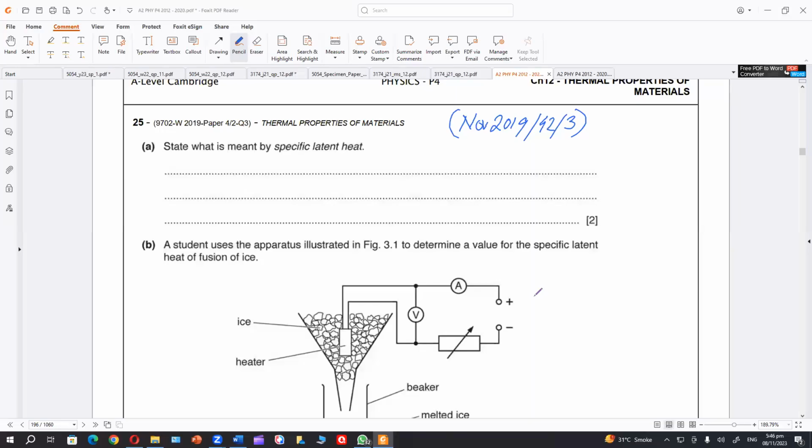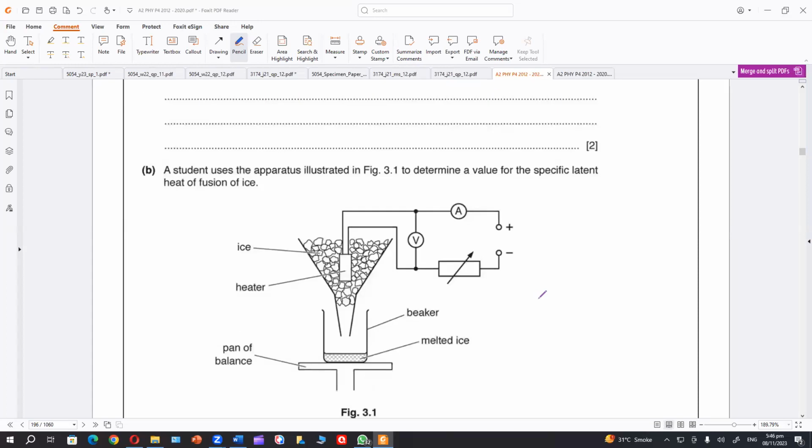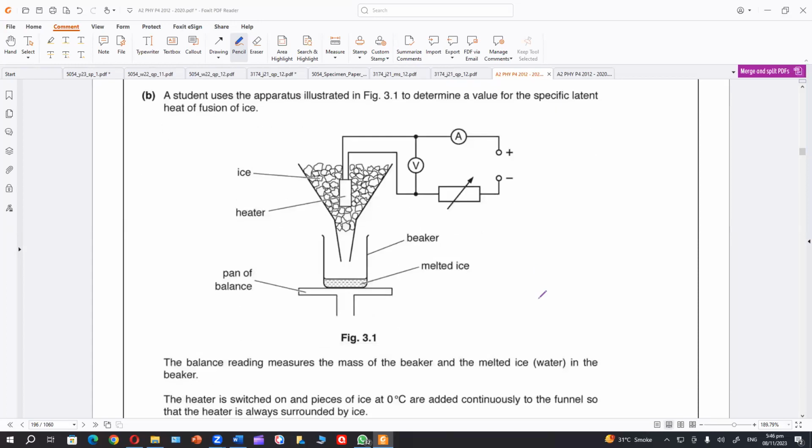It's the amount of thermal energy needed per unit mass to change state. And he's saying specific, so mass is specific. A student uses the apparatus illustrated in the figure to determine a value for the specific latent heat of fusion of ice. The balance reading measures the mass of the beaker and the melted ice water in the beaker. Melted ice, beaker, and a rheostat.